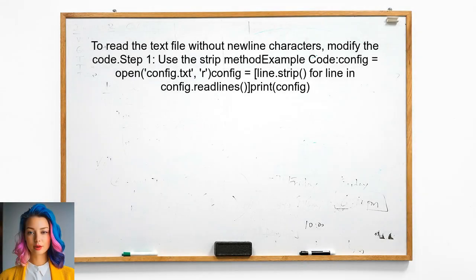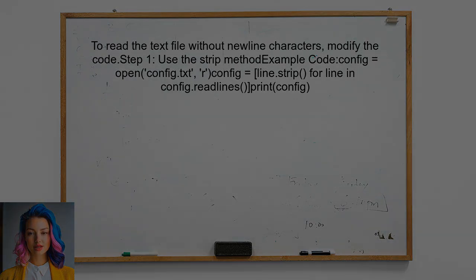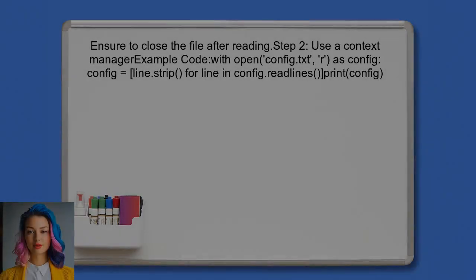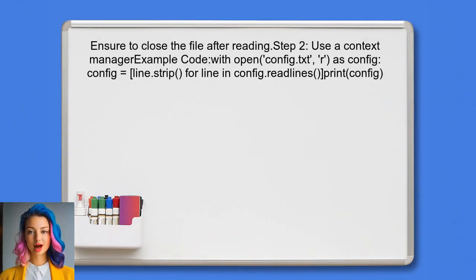To read the text file without the newline characters, the user can modify their code to use the strip method. This method removes any leading and trailing whitespace, including newlines. Next, the user should ensure that they are closing the file after reading it. This is important for resource management. They can use a context manager for this purpose.